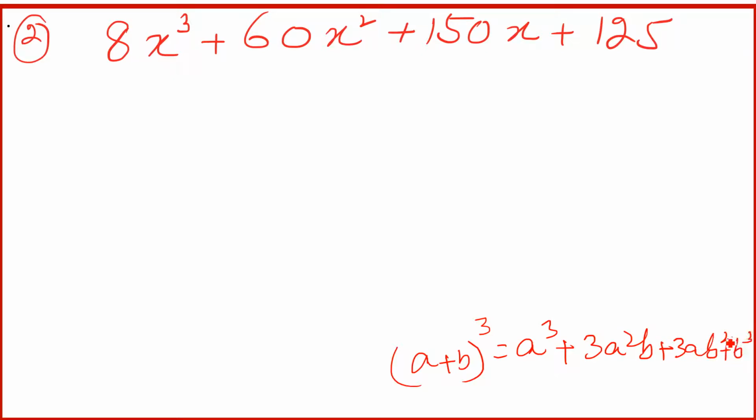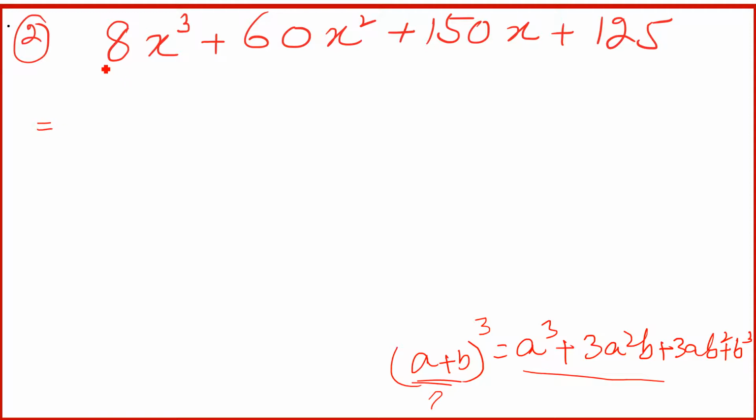b cube. See, this portion is given in the question. You have to find out this one. Very easy. First you have to arrange. It is cube, this polynomial, then second degree, and then first, and then constant. So it is already arranged. We do not have to arrange this.